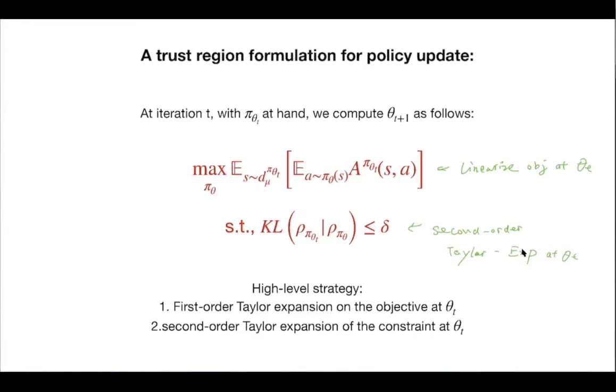So now I'm going to get into a much easier problem, right? I have a linear objective on my parameter, and I have a quadratic constraint. So a linear objective with a convex quadratic constraint is a convex program, so I can actually get the global optimal solution.